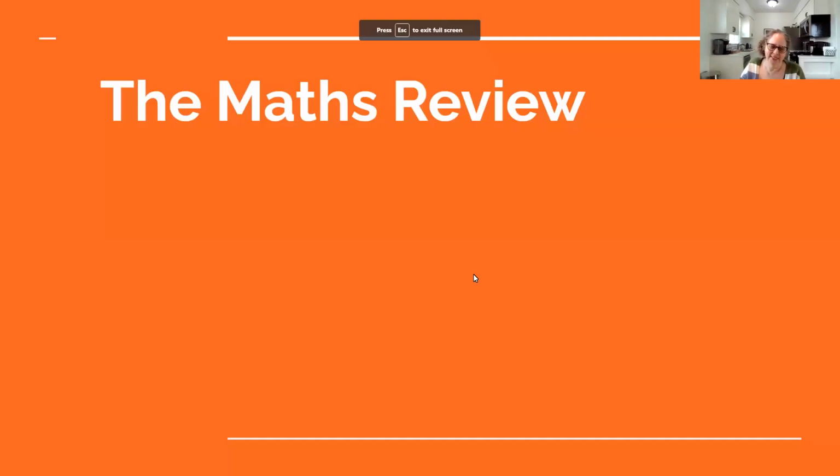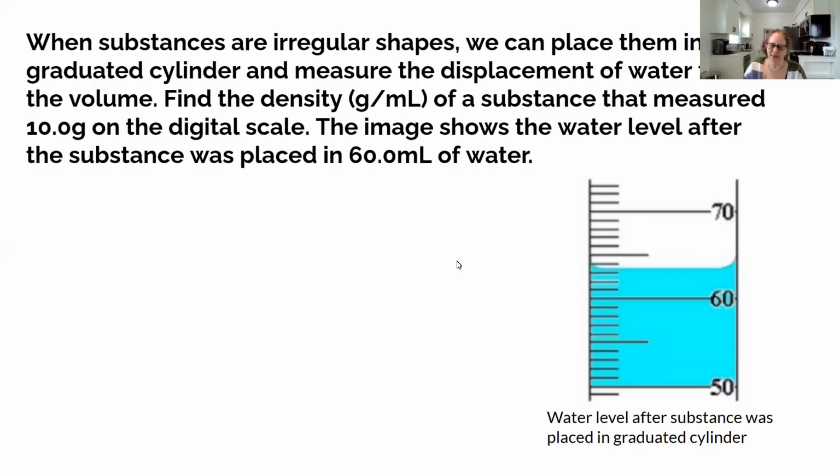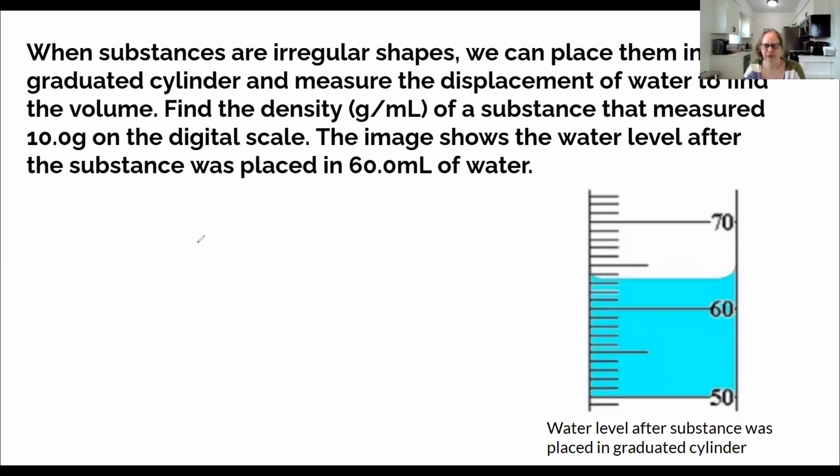We go with a little bit of math review. We're going to start off with a problem that you would do if you were doing a density calculation in a density lab. When substances are irregular shapes, we can place them in a graduated cylinder and measure the displacement of water to find the volume. So that is just a standard that hopefully you remember now that you've heard it.